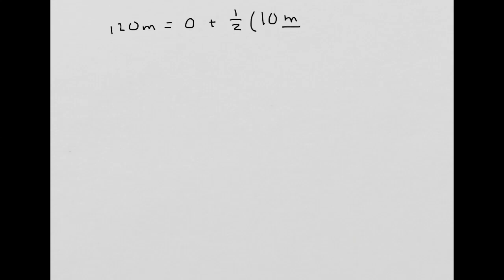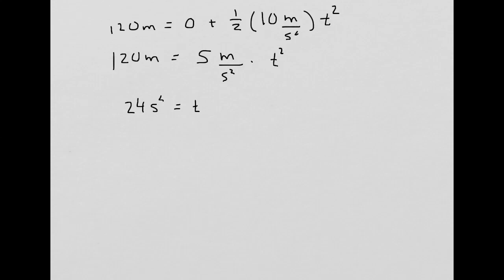10 meters per second squared, and then that's t squared times time squared, and I'm solving for time. So I can simplify that down as 120 meters equals 5 meters per second squared, just multiply the 10 and the 1/2, times t squared. I'm going to divide by 5. My units end up just being seconds squared. So 120 divided by 5, that is 24 seconds squared equals t squared.